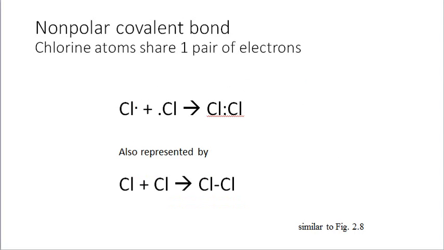In this example, instead of ionizing, the two chlorines have an electron to share. Since they have identical abilities to attract and hold electrons, the electrons are shared equally. Here I've shown them equally spaced between the two chlorine atoms. A nonpolar covalent bond results.